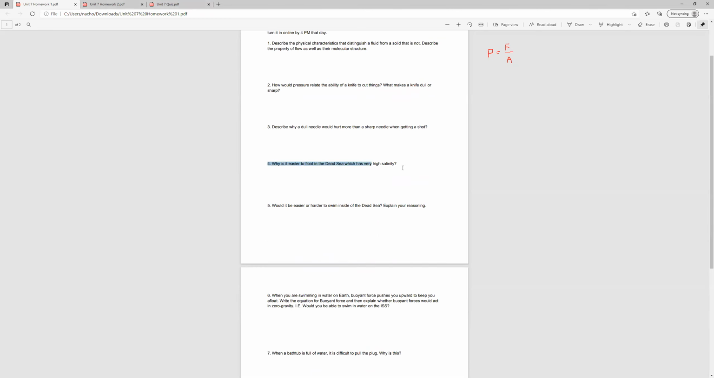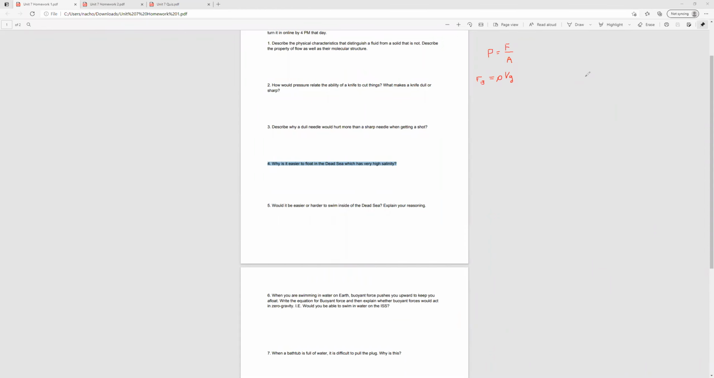Now, moving on to number 4: why is it easier to float in the Dead Sea, which has high salinity? For this one, we're going to use Archimedes' equation. This has F_B equals rho V g. So this is going to be rho. It doesn't look too much like a rho, it looks more like a p, so I'll rewrite that. So rho V g.